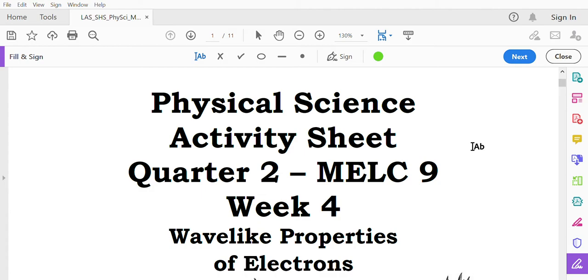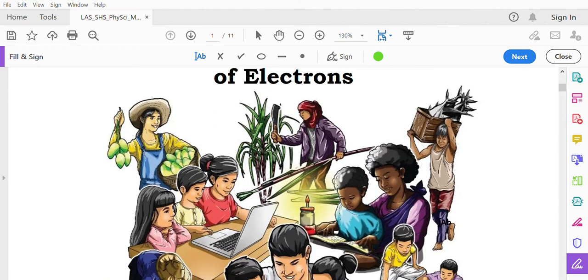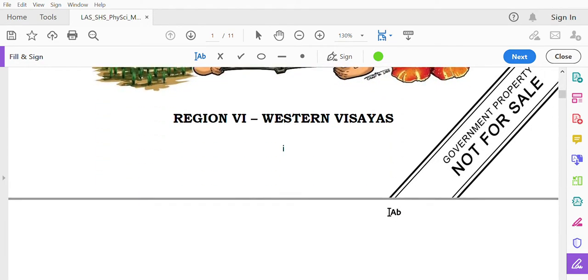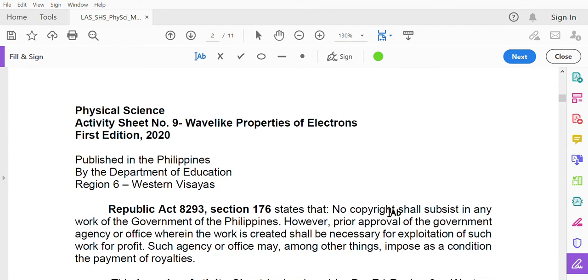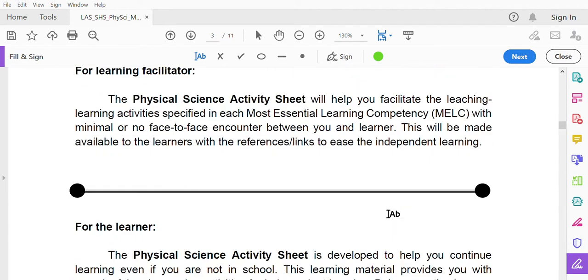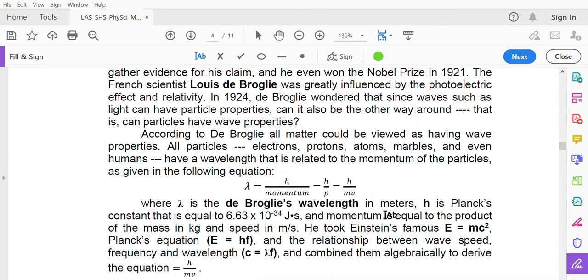This is our activity sheet for quarter 2, MELC 9, week 4, wave-like properties of electrons. So in this video episode, we will be discussing again the solving of problems in this activity. It is about the de Broglie wavelength.